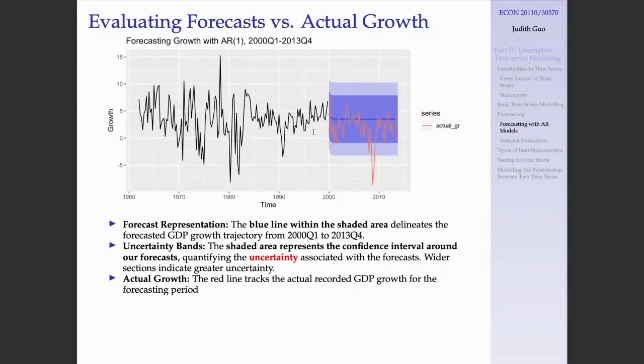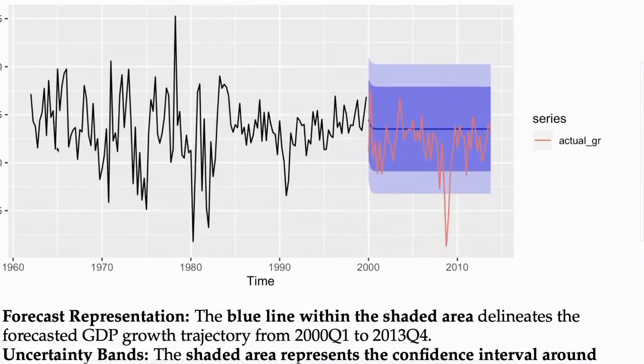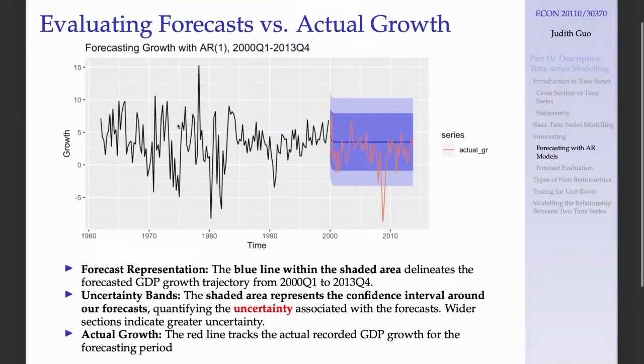If you look at the graph here, it tells us how our model forecasts the future and compares it to the actual data. The black line is the actual data series that we've seen earlier, and the red line is also the actual data series, for the period that we're forecasting. We're using the data up to 1999 Q4 to forecast 2000 to 2013 Q4.